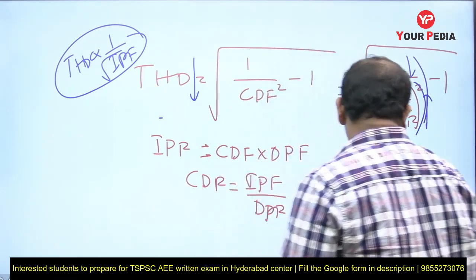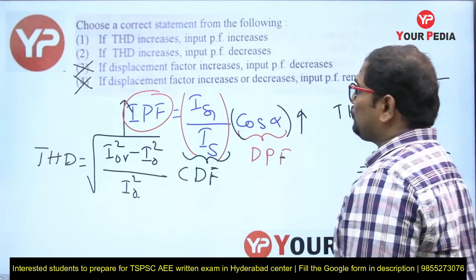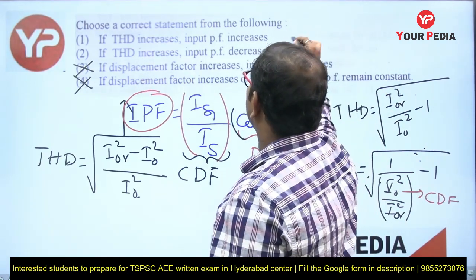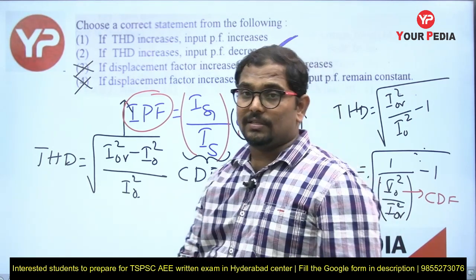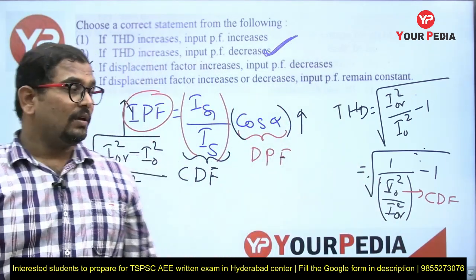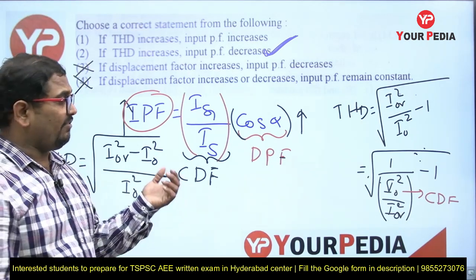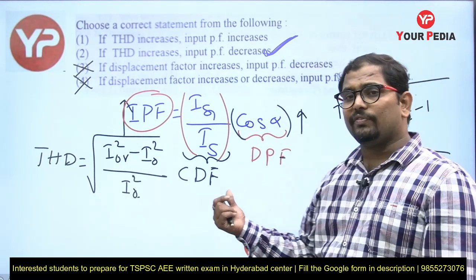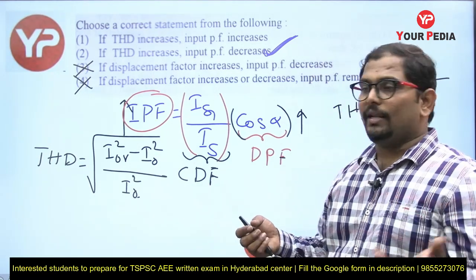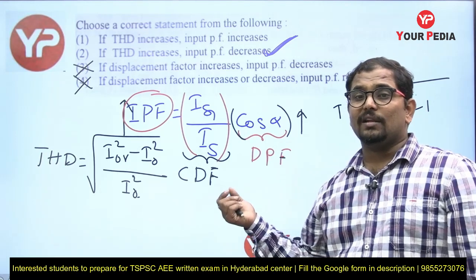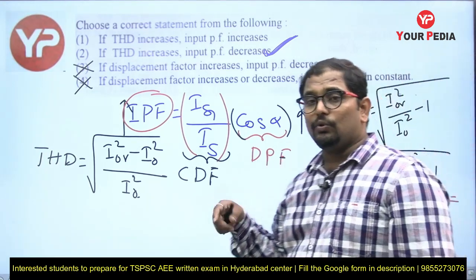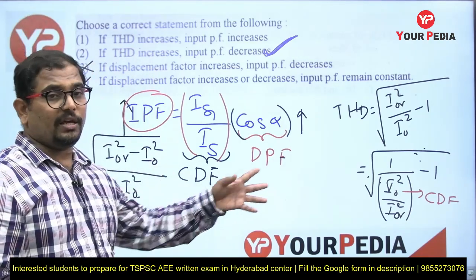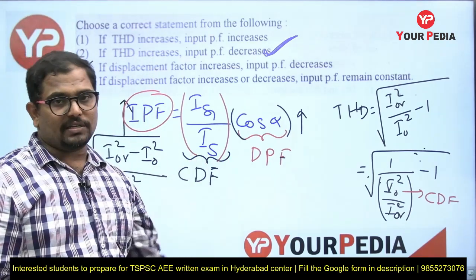So from these options, which option will suit this question? If THD increases, input power factor decreases. This is the right answer. Understood or not? So in this way we need to solve. See, here I took a large amount of time to explain in an easier fashion. But if you know these concepts very well, you can solve this question within 30 to 40 seconds itself.